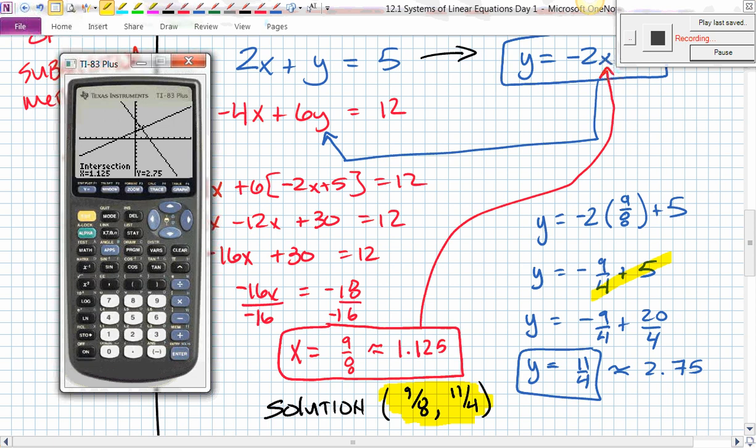Hey, 1.125, comma 2.75. Is that what we got? That's exactly what we got. And take a look at the graph. Does that graph look like a one-solution graph? Yes. Oh, he's clapping. I love it. Yes, very good. Very good.